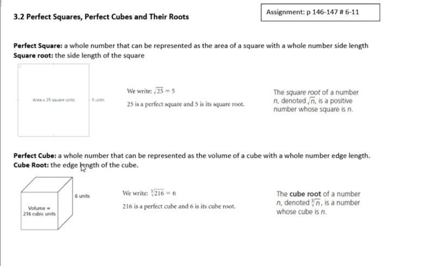We also work with perfect cubes. So a perfect cube is basically just a number that can be represented as the volume of a cube, and that it has a whole number edge length. So if we look at the volume of this cube, it has a volume of 216 cubic units, which gives us a side length of 6 units. So if we take the cube root of 216, we end up with 6. So 216 is the perfect cube, and 6 is its cube root. I think that should be a review for you.